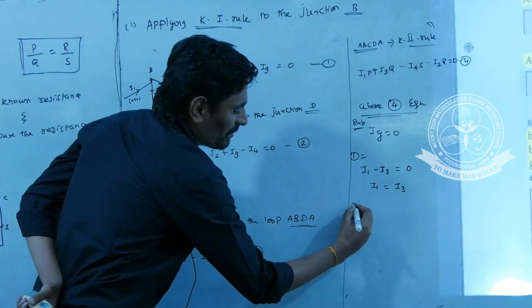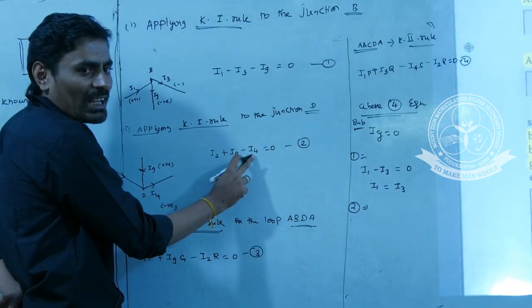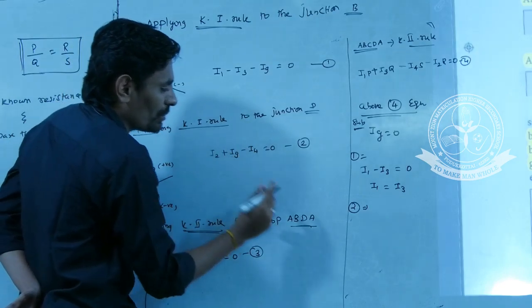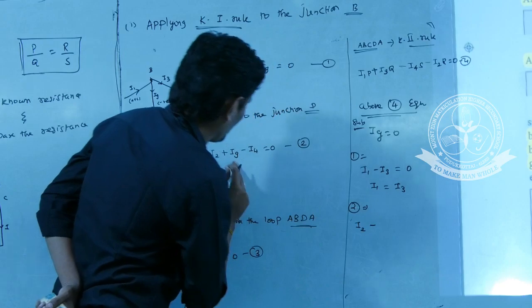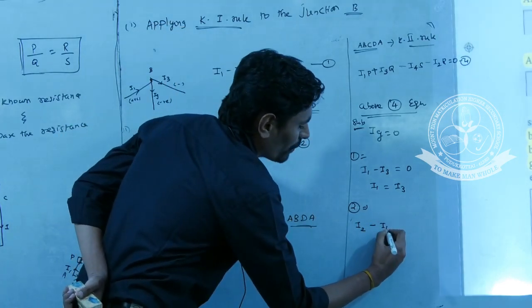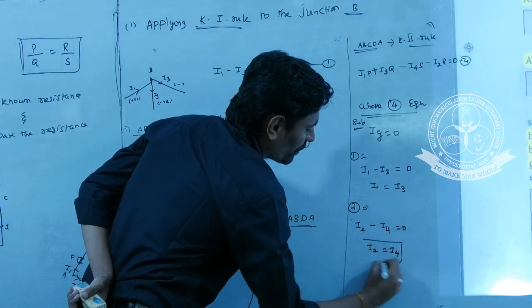What is the second equation? I2 plus Ig minus I4 equal to 0, where Ig equal to 0. Therefore it turns into I2 plus 0 minus I4 equal to 0. Therefore I2 equal to I4.